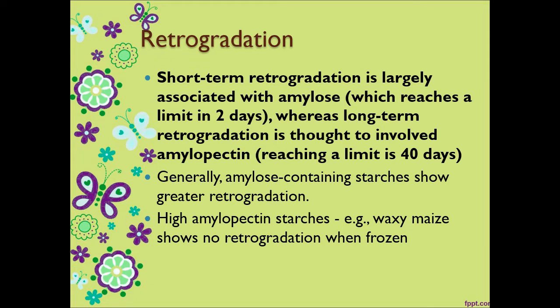Now, this short-term retrogradation is largely associated with amylose, which reaches a limit in 2 days. Long-term retrogradation involves amylopectin, which reaches a limit in 40 days. So amylose-containing starch will show greater retrogradation, for example, the rice just now. High amylopectin starch, for example, waxy maize, will show no retrogradation even when frozen.